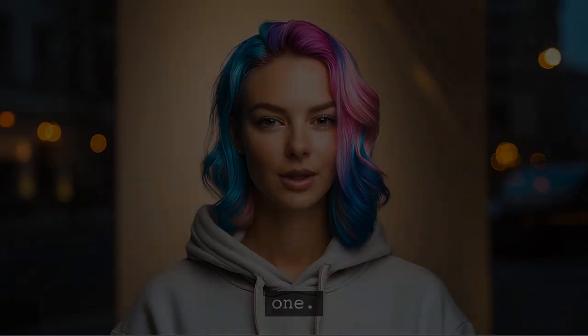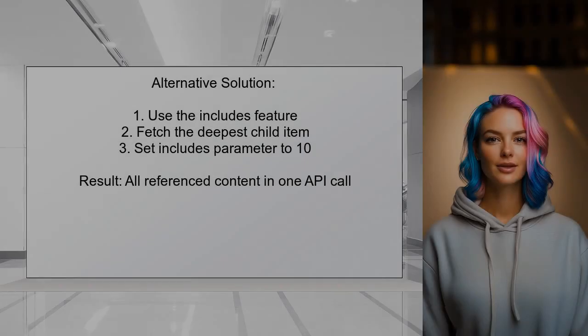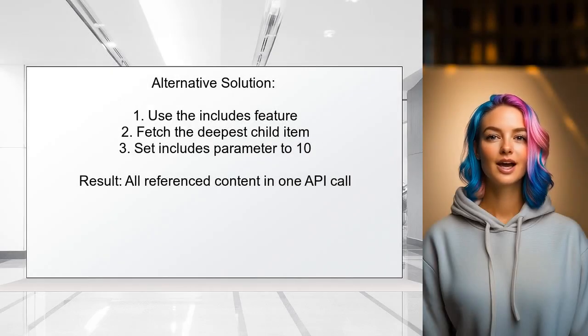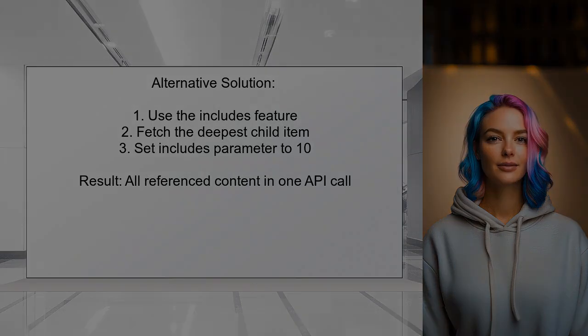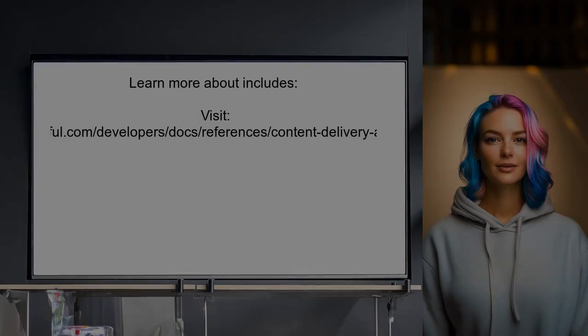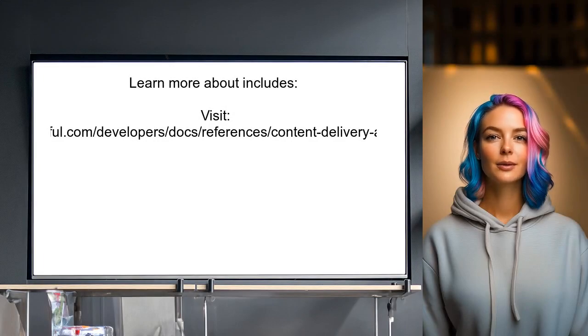Let's take a look at another one. An alternative approach suggested by a user is to utilize the includes feature in Contentful. They recommend fetching the deepest child item and setting the includes parameter to a maximum value of 10. This way, Contentful's API will return all referenced content in a single API call, simplifying the process. For more details on using includes, you can visit the Contentful documentation linked in the description.